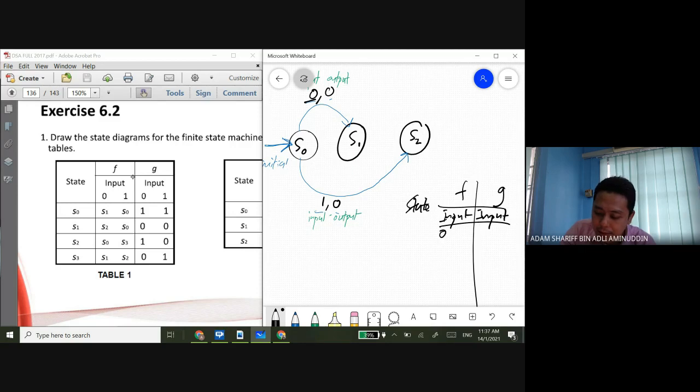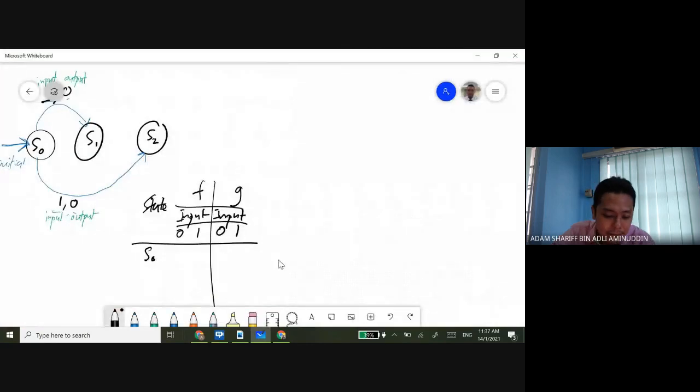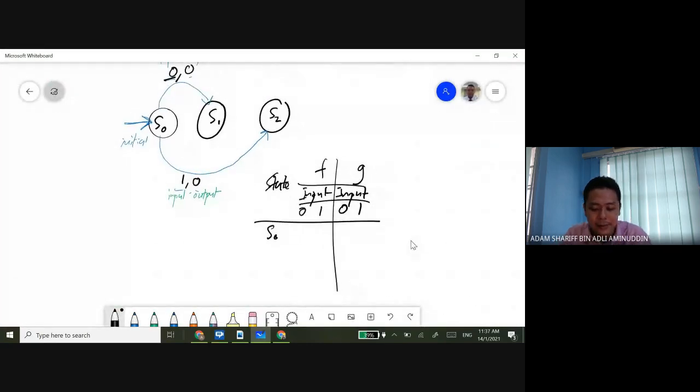So input can be 0, 1. Actually it can be any kinds of character. Dia boleh juga kalau dia berdasarkan alphabet. Tapi contoh ni dia guna binary punya representation eh. So S0 tadi, kita tadi kat S0. Saya bagi besar sikit. Okay.